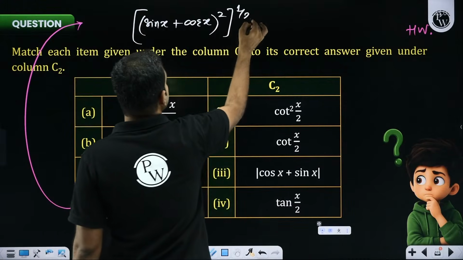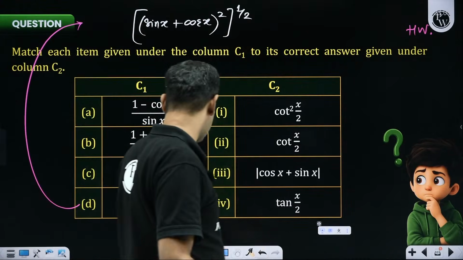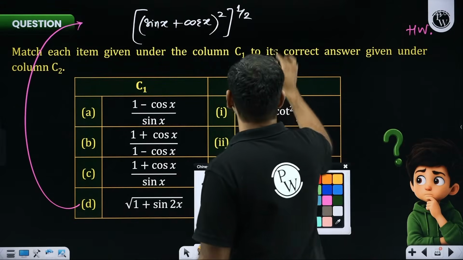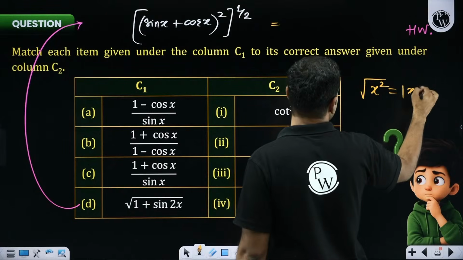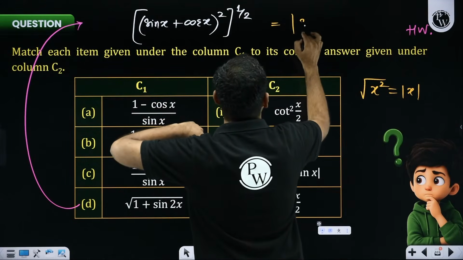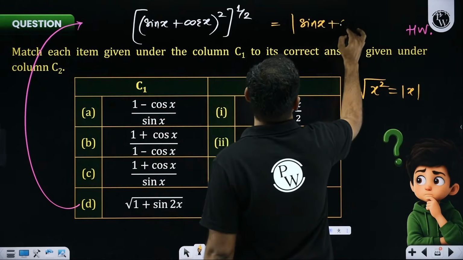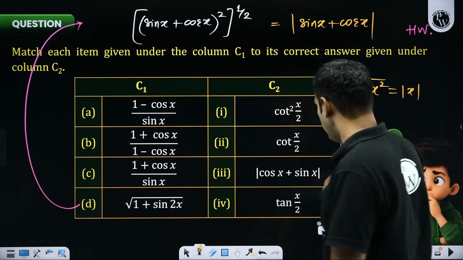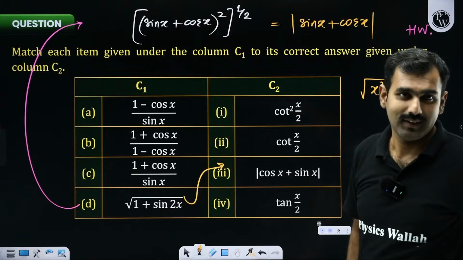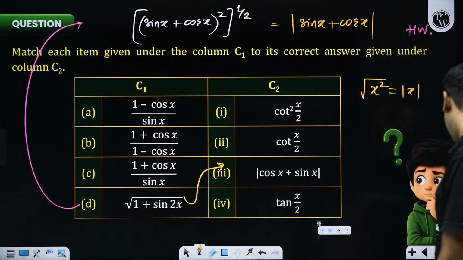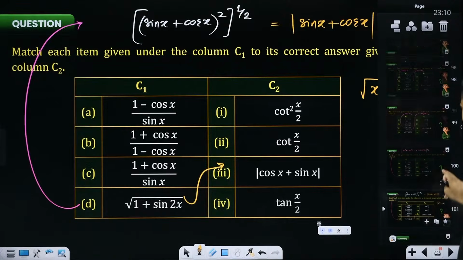If you now think that 1 by 2 into 2 cancelled, you're mistaken, because we have already learnt that under root of x square is not x, it is mod x. So the answer will be mod of sin x plus cos x. So for D, I can say the answer will be 3. Rest, I have given you the hint. Any short method? Yes, we have learned that trick in the Arjuna batch.